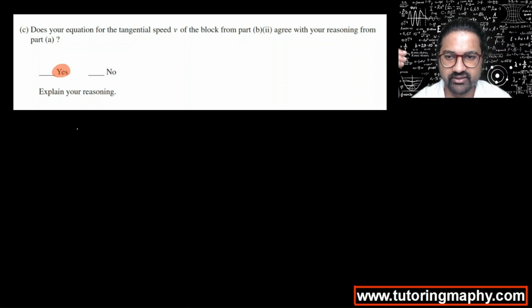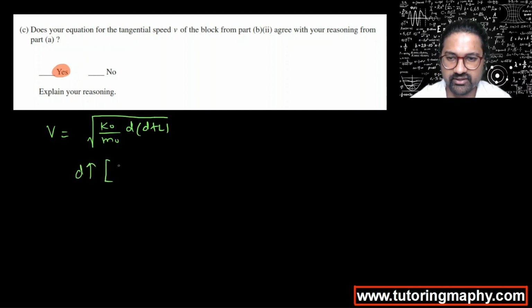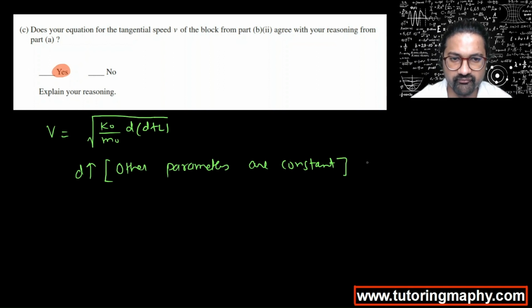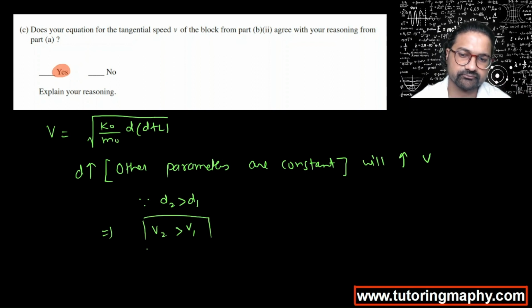I just explained that since velocity is equal to the root of k naught over m naught times d times d plus L, increasing the value of d, since the other parameters are constant, will increase the velocity. Since the value of d2 is greater than d1, this implies that v2 is greater than v1. Pretty straightforward.